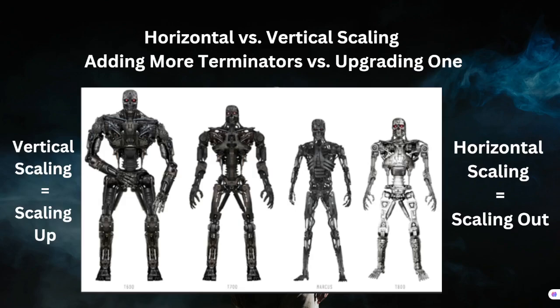On the other hand, horizontal scaling means scaling out, that is, deploying more Terminators. Example: instead of just one T-800, Skynet sends an army of machines like TX models or drones to distribute the load. This ensures high availability because even if one Terminator is destroyed, the mission continues.